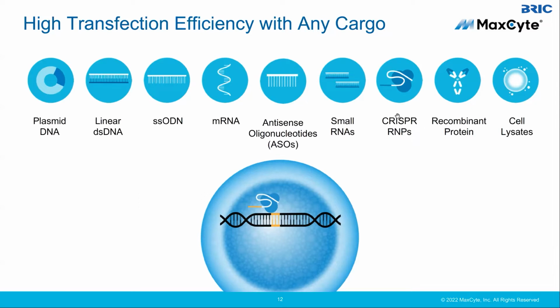CRISPR RNPs, for example, as opposed to plasmid DNA, can get into the cell much more easily and with high efficiency. We have customers delivering recombinant proteins into the cell, or even cell lysates. So we do have one customer in Japan who is electroporating tumor cell lysates into dendritic cells.